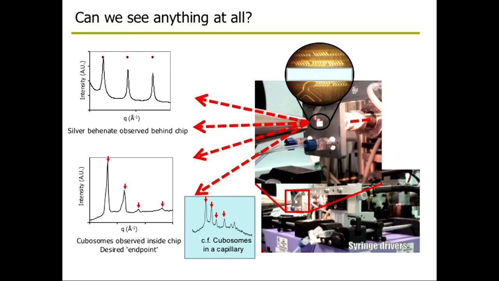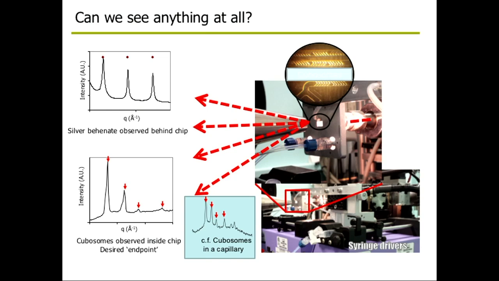If we put our calibration standard, so silver behenate is a calibration standard for X-rays, if we just stick that on the back and do the X-rays, the first question is, do the X-rays get through the chip? And they do, so we wouldn't see this sort of even lamellar spacing if that wasn't the case.